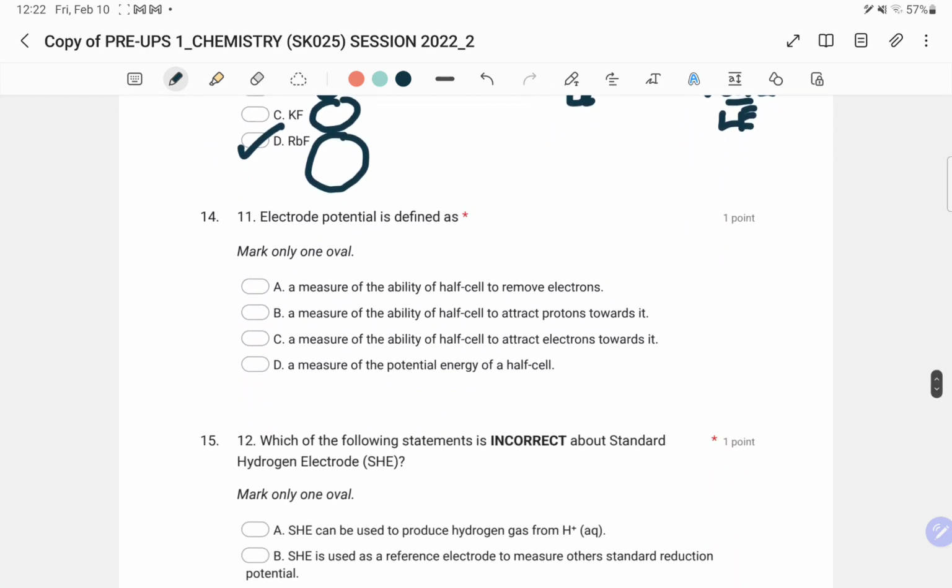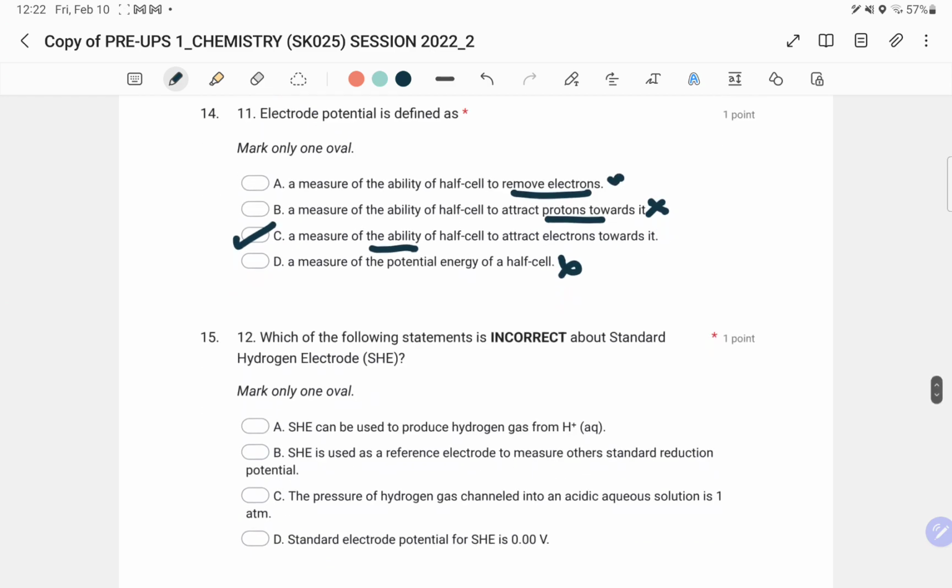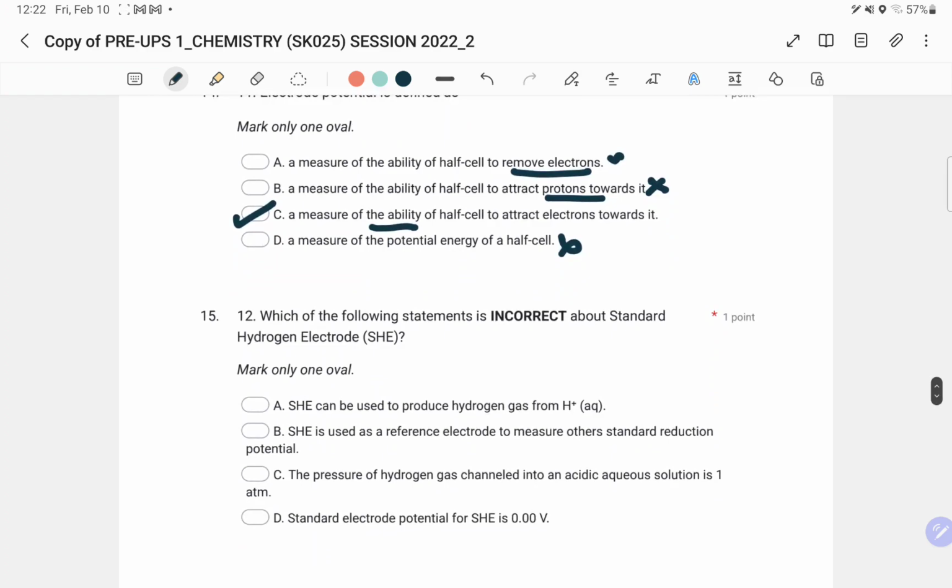Okay, electrode potential is defined as, actually dia adalah ability. Potential yang ni salah lah. Ability of half cell to attract electrons towards it. Ini memang kena hafal lah. Dia bukan nak remove electron, dia nak tarik electron daripada anode ke cathode. So yang ni attract protons, kita tak melibatkan proton, kita melibatkan electron.